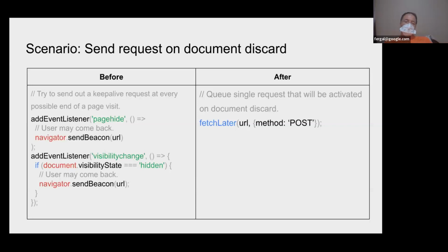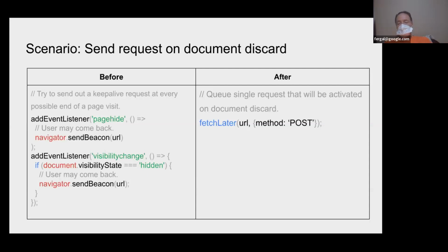So if you really want your data to get there, your last chance where you have a really good chance of making sure your data gets there is visibility change. When the visibility state changes to hidden, you can send your data. But of course, that's also maybe far too early, right? The user may come back within seconds, and you end up sending data too early.